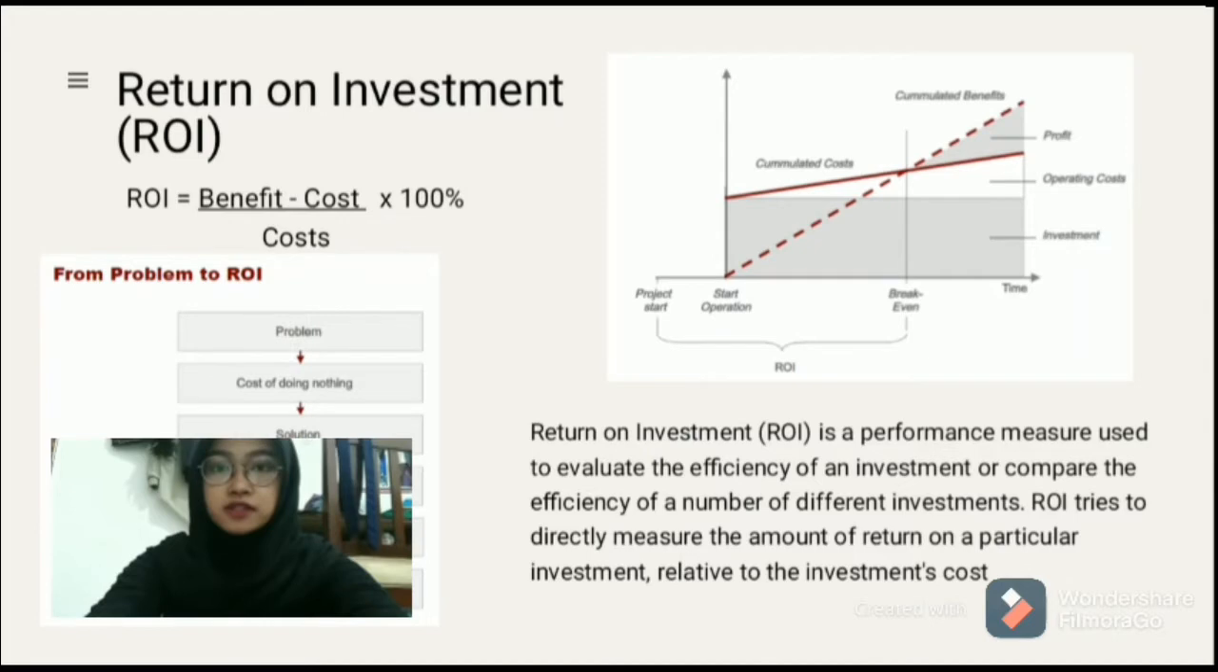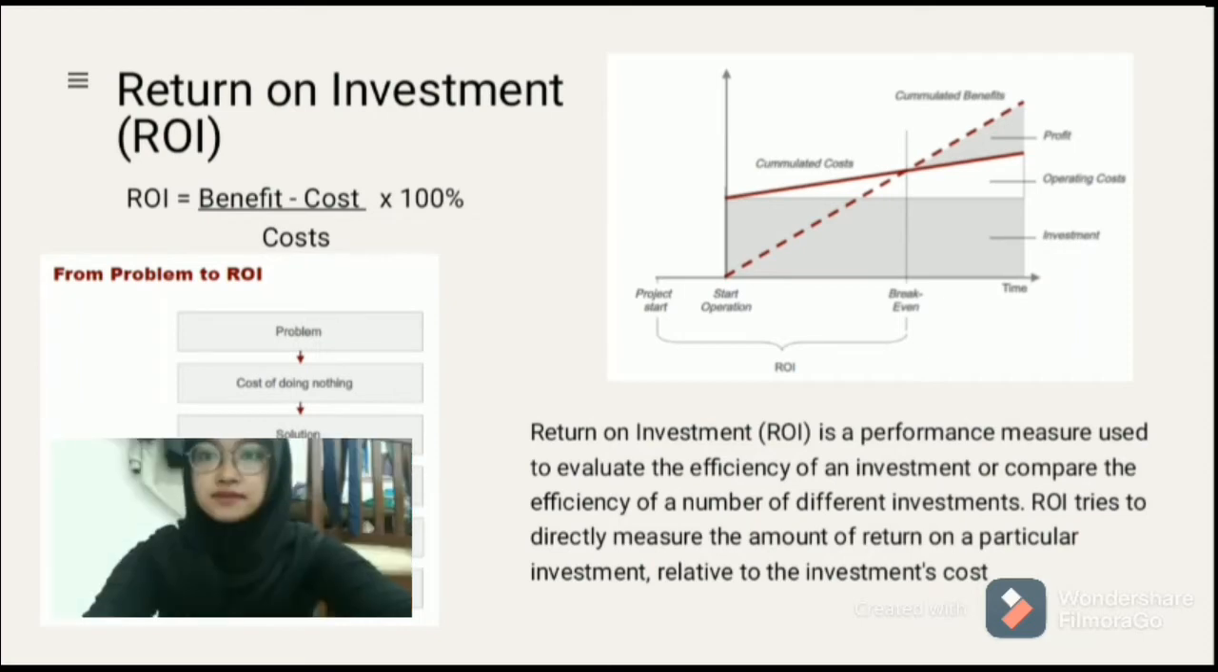And the next one I will explain about return on investment or ROI. ROI is a performance measure used to evaluate the efficiency of an investment or compare the efficiency of a number of different investments. ROI tries to directly measure the amount of return on a particular investment relative to the investment's cost.